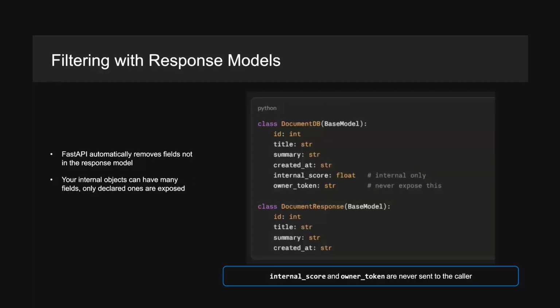Here's where response models become really powerful. Your internal database object might have many fields: relevance scores, owner tokens, internal flags. You don't want any of that going to the caller. Look at the two models on the screen. DocumentDB has 6 fields, including internal score and owner token. DocumentResponse only declares 4. When FastAPI serializes the response, it uses DocumentResponse as the filter. Internal score and owner token never reach the caller even if they exist in the object your function returns. You get automatic data protection without writing any filtering logic yourself.